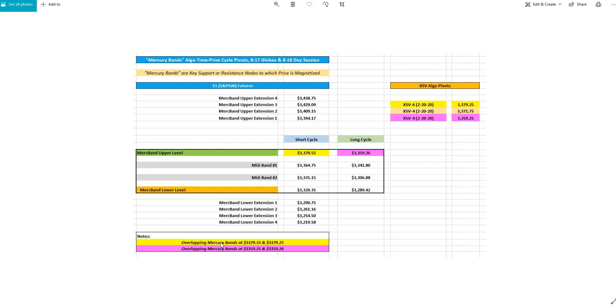You had overlapping Mercury bands, meaning you got 2 Mercury bands coming in at the same price or the same handle, 33.79.55, 33.79.25. You can see those right here.